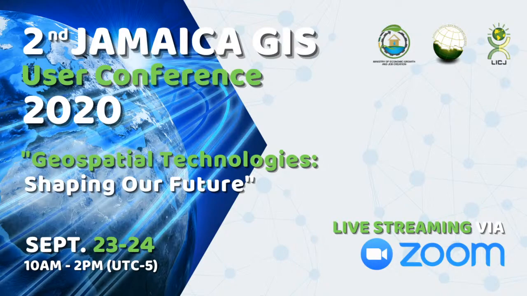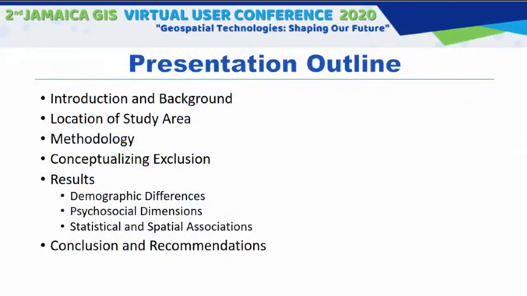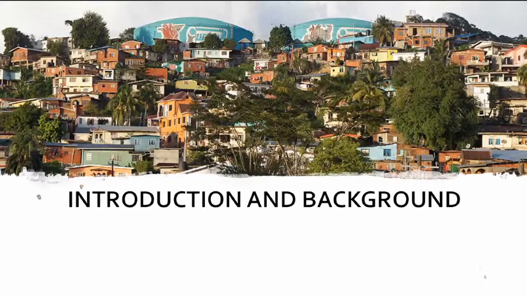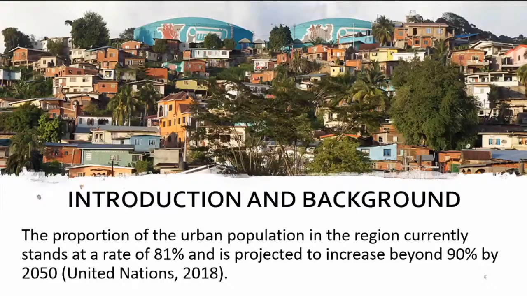So brief presentation outline. Going to be doing a short intro and background. We're going to talk about the study area, the different methodologies that we explored, both qualitative and quantitative. We're going to be conceptualizing exactly what exclusion is, because it was a core tenet of the research, looking at different results in a number of different dimensions, and we want to finish up with some conclusions and recommendations. All right, pretty standard outline. So bit of background in framing the issue now. I think the Caribbean region does have one of the highest proportions of the population considered urban, currently at 81%.